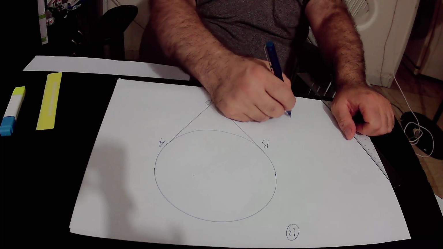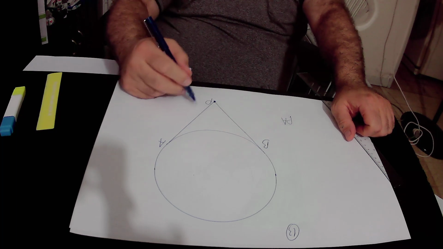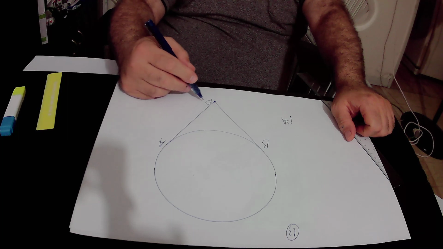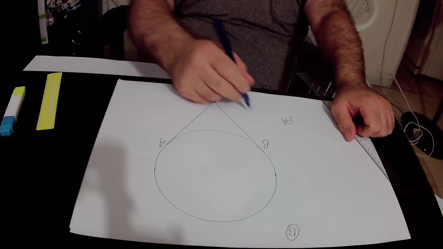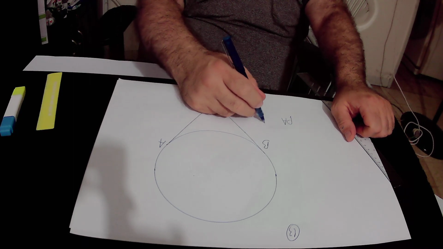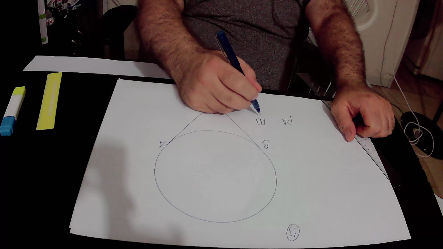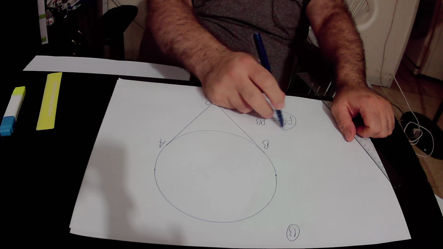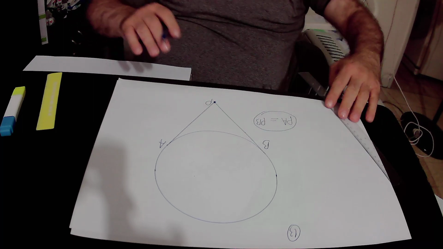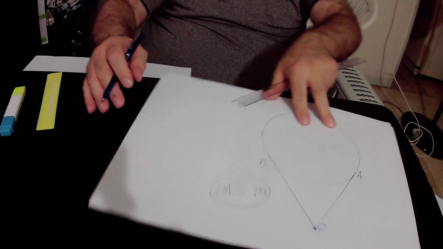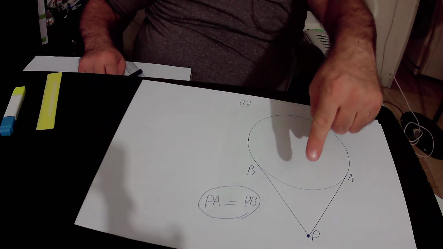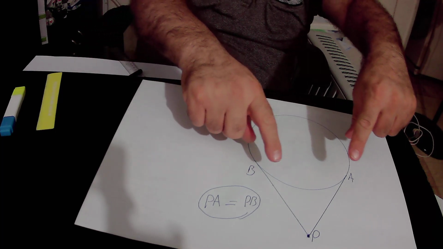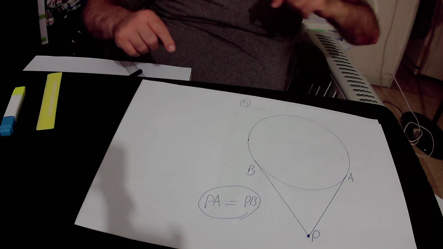That is to say, PA is the length of the first tangent, PB is the length of the second tangent, and according to rule number 8, the lengths of those two tangents are equal to each other. That is to say, PA equals PB. So according to rule number 8, whenever you draw from a common external point two tangents to a circle, then the lengths of those two tangents will be equal to each other. That is to say, PA equals PB.